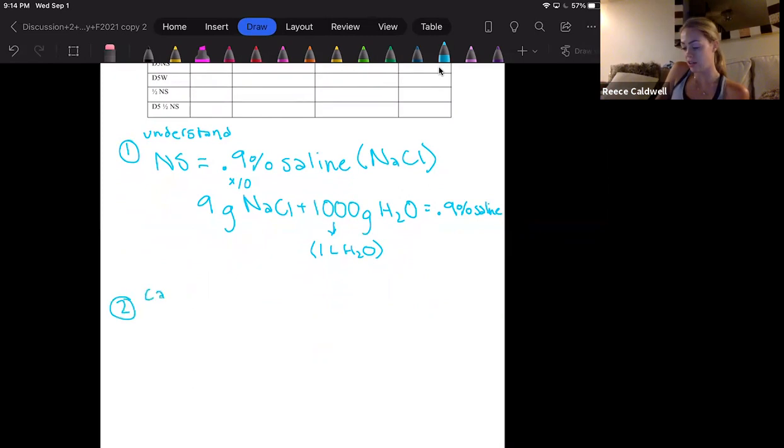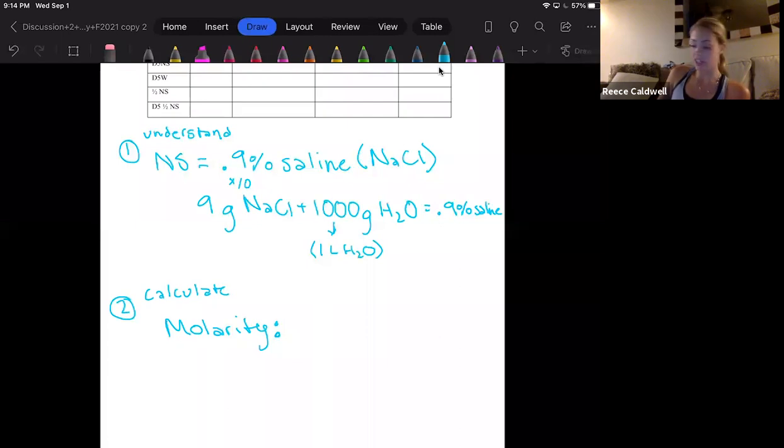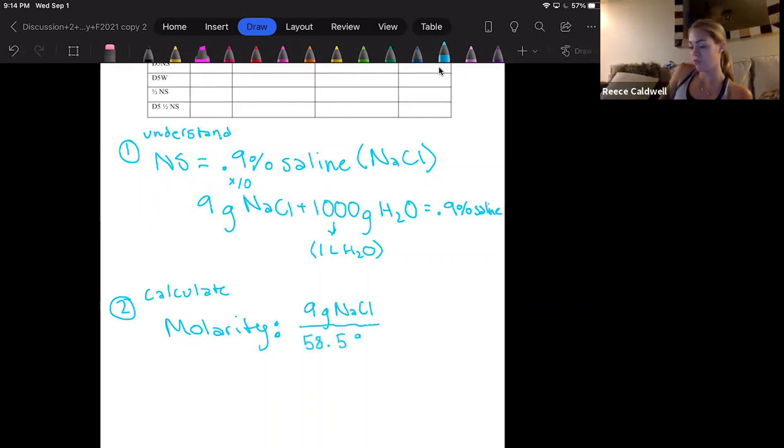So now that we kind of understand what normal saline is, we can now calculate our osmolarity. And to calculate osmolarity, we first have to calculate molarity. So in calculating molarity, we're going to take that 9 grams of sodium chloride and divide it by its molecular weight, 58.5 grams per mole. And this is going to give us 0.150 moles.